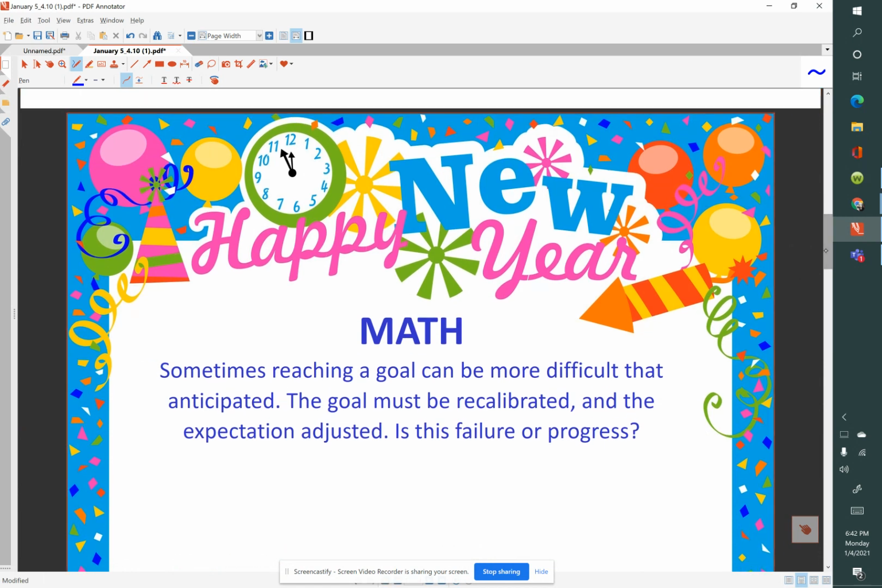Okay, so sticking with our New Year theme, our question talks about recalibrating or readjusting our goals. Sometimes reaching a goal can be more difficult than anticipated. It can be harder than you thought it would be. So the goal needs to be recalibrated or adjusted, and you have to adjust your expectations. Now, here's the question: is this failure or progress? And let's think about this.